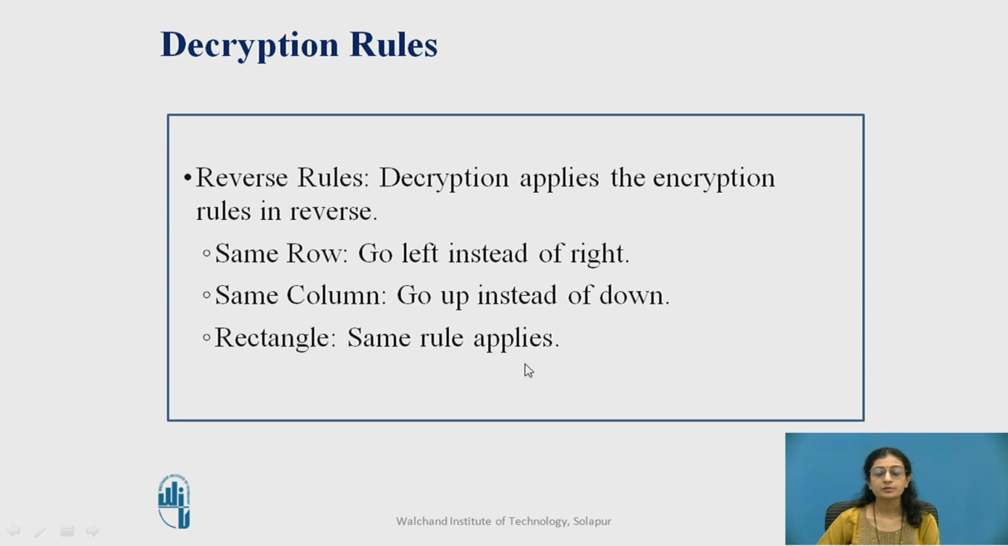Now let's learn the decryption. Now what are the rules for decryption? So decryption applies the encryption rules in reverse. So whenever we want to retrieve the original message, we have to follow these rules. If both the letters are in the same row, then we have to go left instead of right. If both letters are in the same column, we have to go up instead of down. And for a rectangle, the same rule applies for decryption as well.